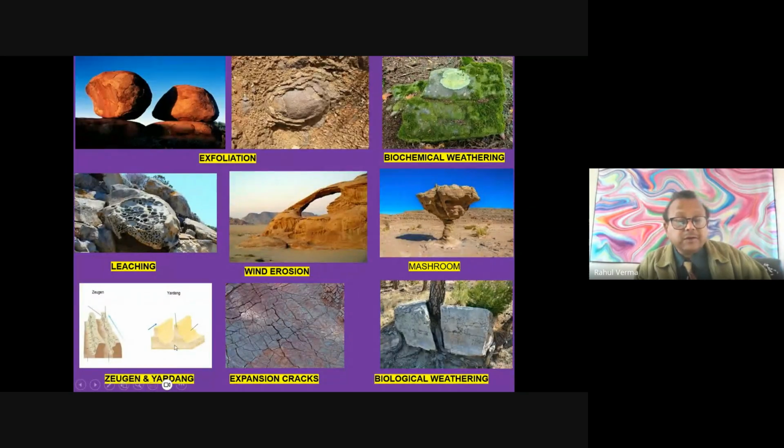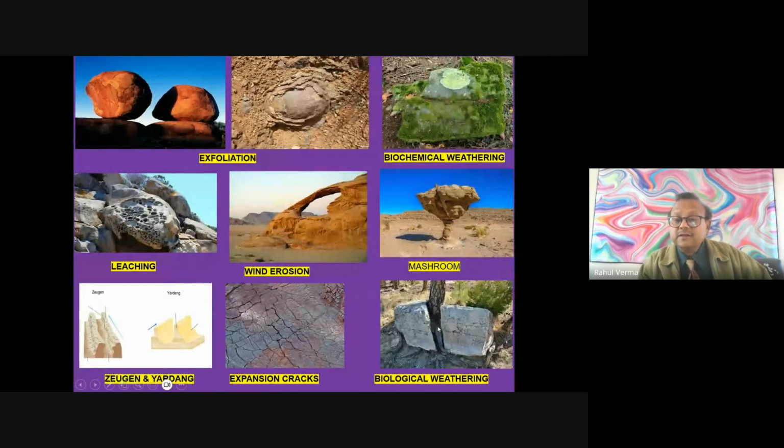I don't want to explain too much. They get this type of ink pot structure, and these are the expansion cracks. When the water freezes and then cools at night, it expands. So that is how they develop.